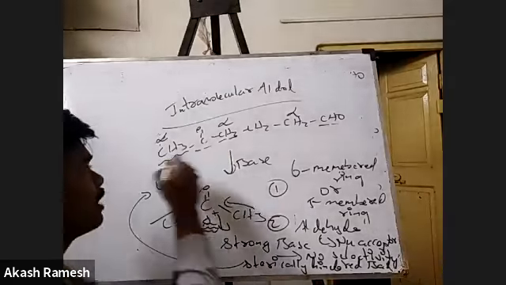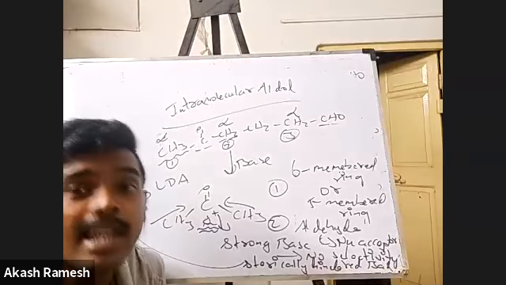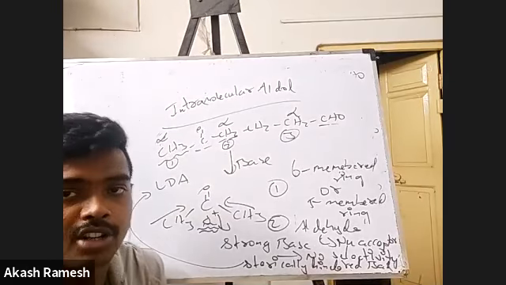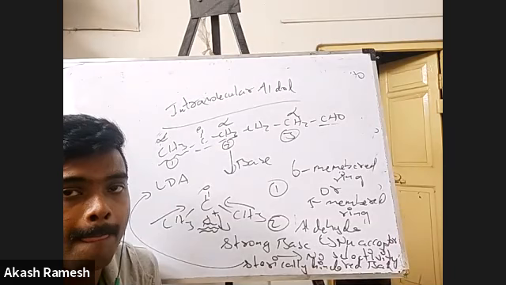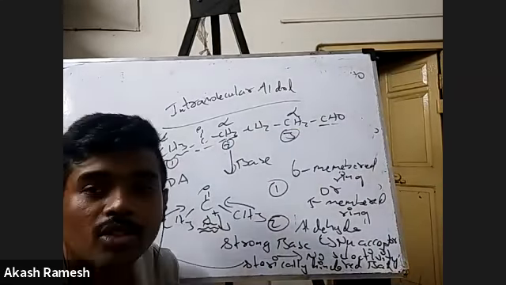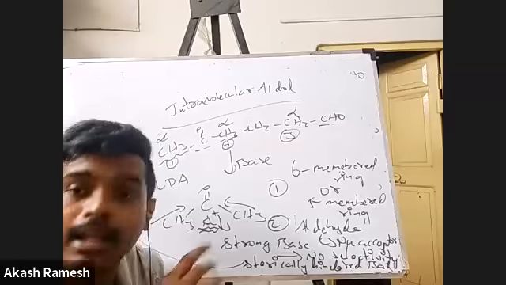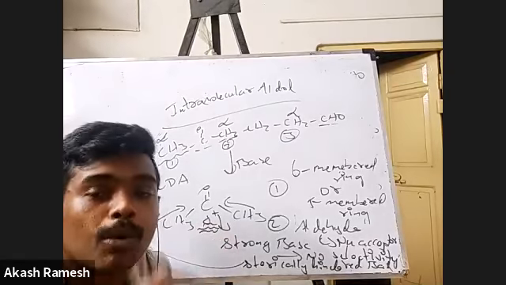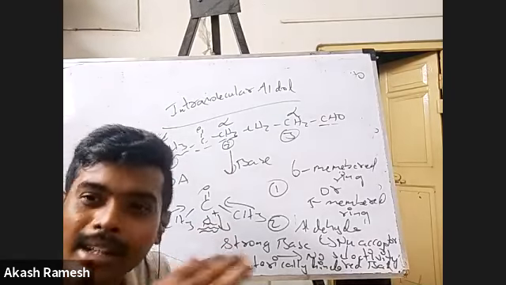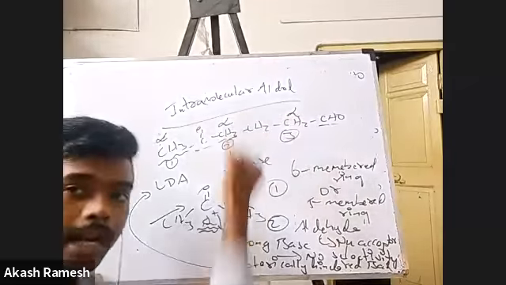Now tell me, if I mark them as 1, 2, and 3, which is the least sterically hindered alpha hydrogen? First one. Absolutely, because in this case there are 2 carbons here, and here also 2 carbons. Obviously, the first alpha hydrogen is going to be a little less sterically hindered. So the LDA will choose to get the proton which is least sterically hindered, because this one is already sterically hindered. It will not be able to move into the bulk and abstract the proton.